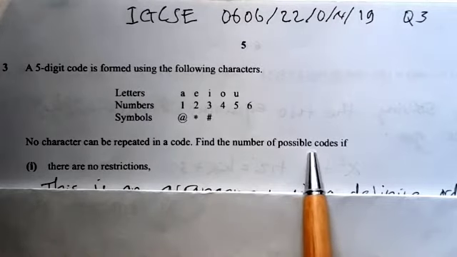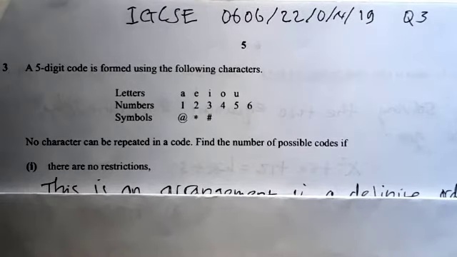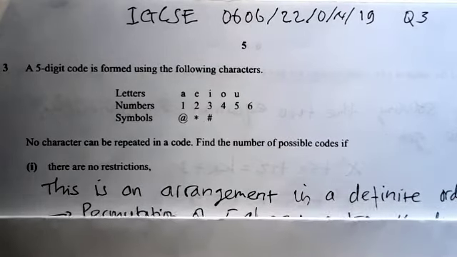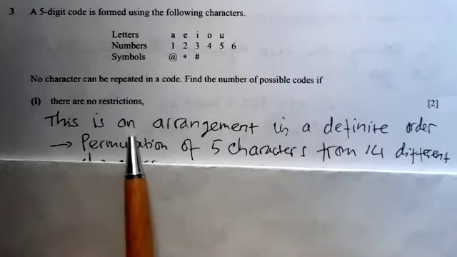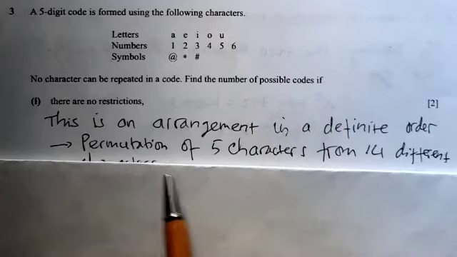Find the number of possible codes if there are no restrictions. Since there are no restrictions and no character can be repeated in a code, this question is about permutation. Thus, this is an arrangement in a definite order.